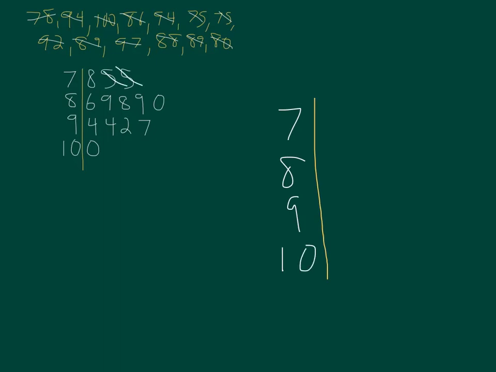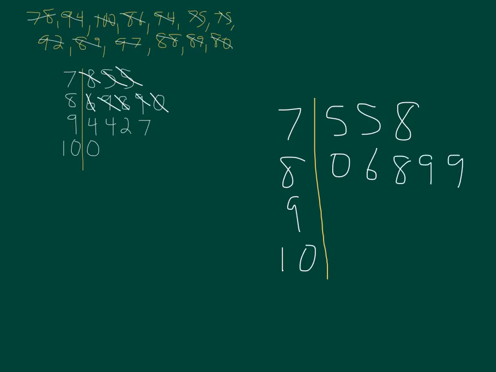Okay, 5 and 5, and then 8, because remember, it's least to greatest. For the 80s, I would say that my lowest was a 0, then I have a 6, then I have an 8, then I have 2 9s. In the 90s, I have a 2, I have 2 4s, and I have a 7, and I still have the 100. Now to read this, again, you would read this as saying the test scores would be 75, 75, 78, 80, 86, 88, 89, 89, and so on.